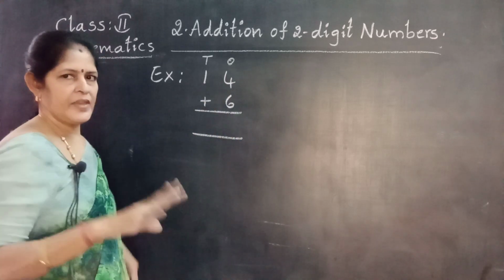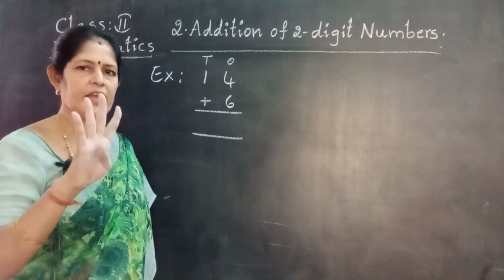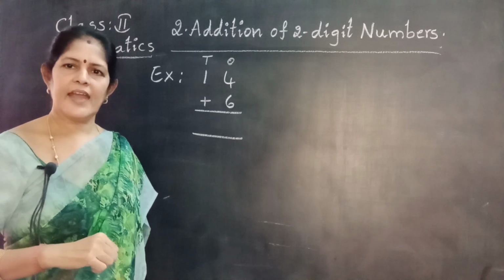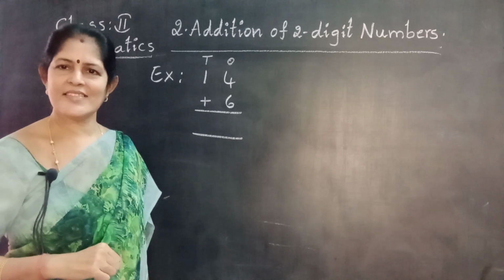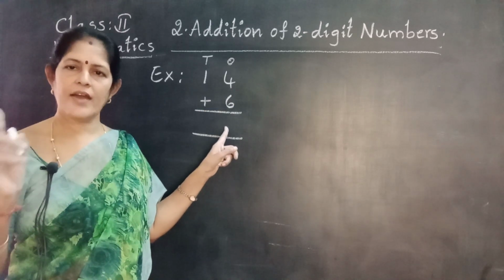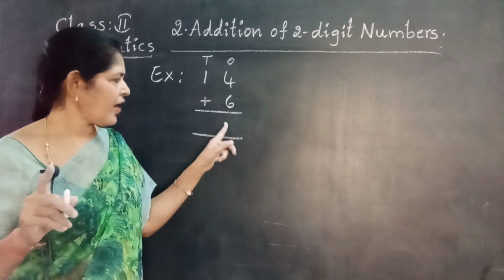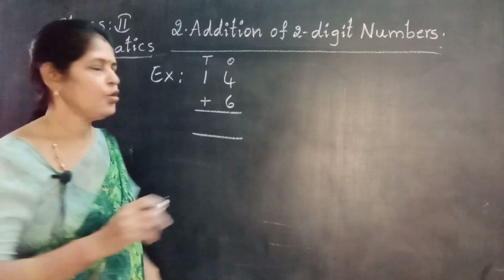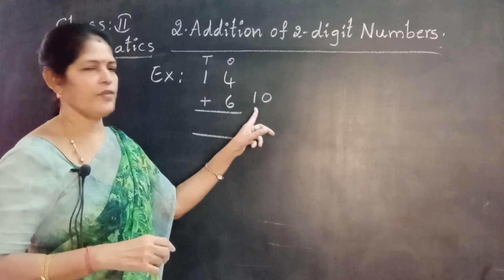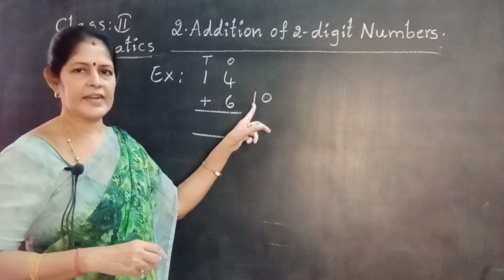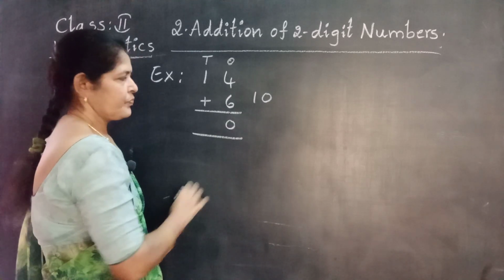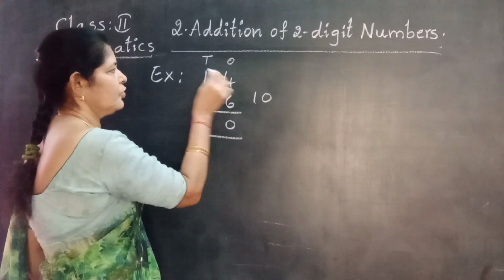4 plus 6. Take 4 fingers, 6 after: 7, 8, 9, 10. We get 10. 10 is a two-digit number. The ones place means 1 to 9 or 0, so only one digit can be written in the ones place. That's why 10 has 0 and 1: these are ones, these are tens. The ones place number is 0, write 0 in the ones place. 1 is carried forward to the tens place.